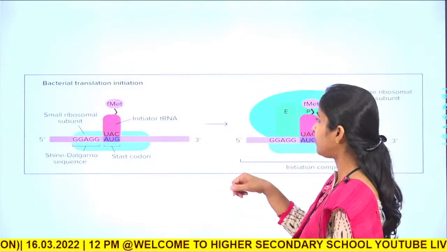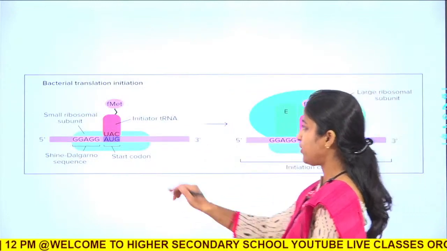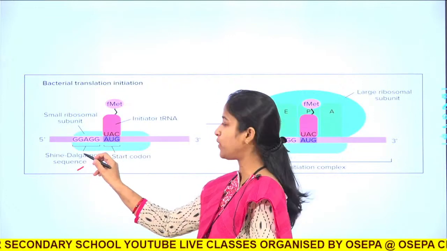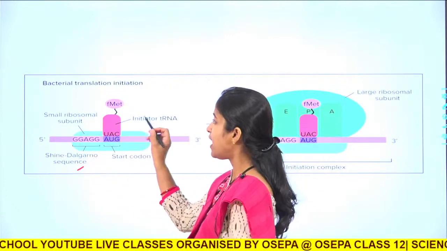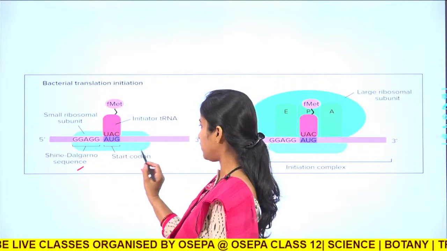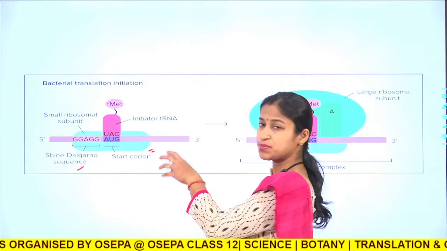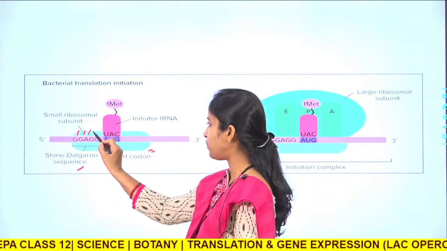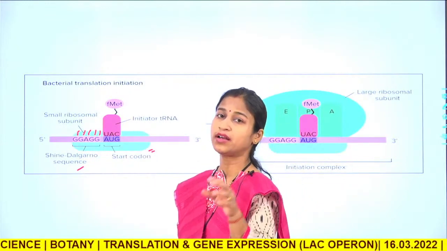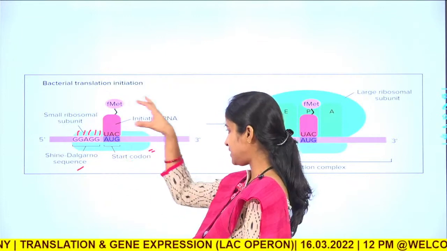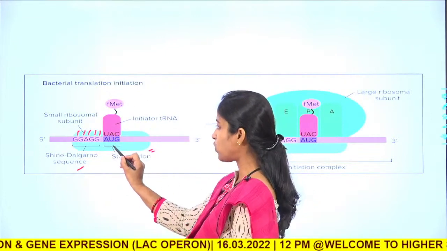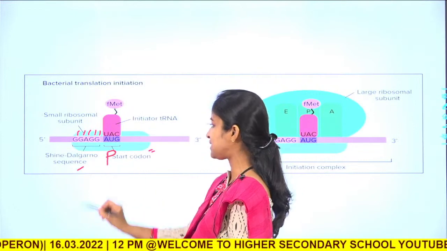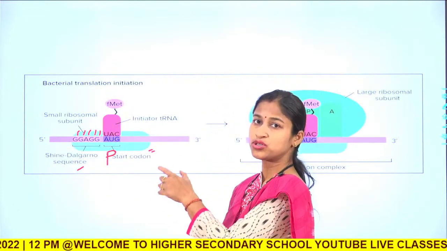So, this is the picture. Now, you see this is the Shine-Dalgarno sequence, a purine-rich sequence, GGAGG, like this. Now, this green portion is the smaller ribosomal subunit. It has a sequence which is complementary to the Shine-Dalgarno sequence, and it is placed in such a way that the first codon, that is the start codon AUG, occupies the P site of the smaller ribosomal subunit.